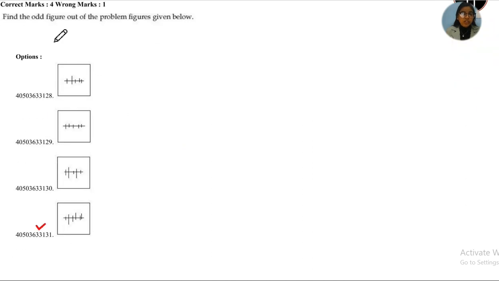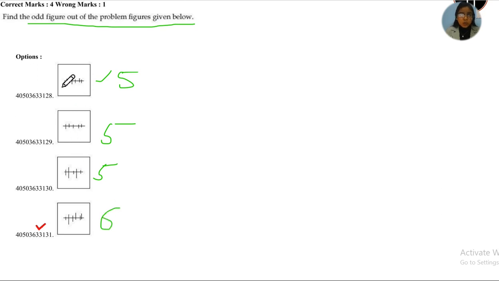So in the next question, find the odd figure out of the problem figure given below. You have to find the odd one out from the 4 figures given to you. So let's take some part of it. As you can see, they have 5 lines. They are also having 5 lines. And this one has 6 lines.